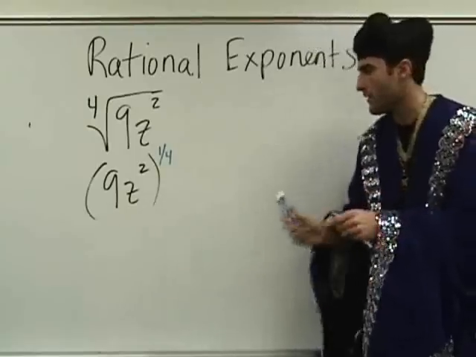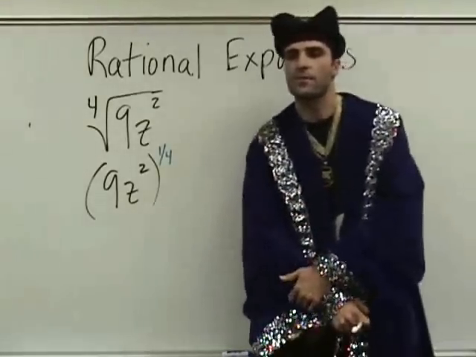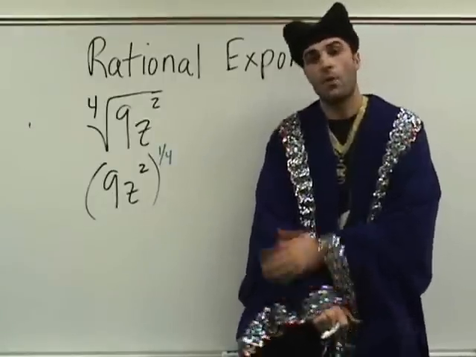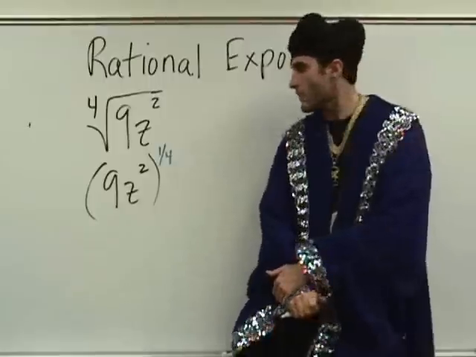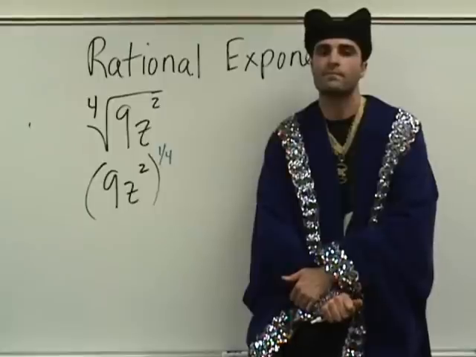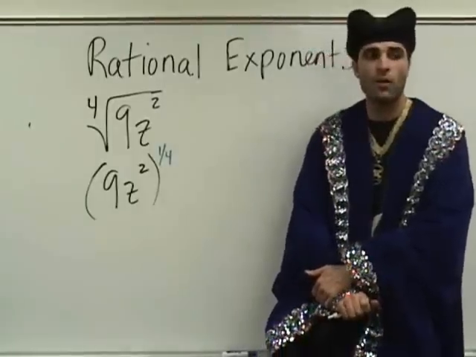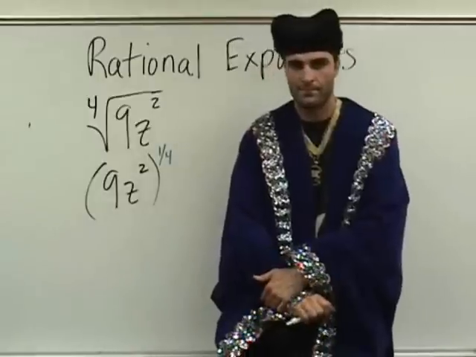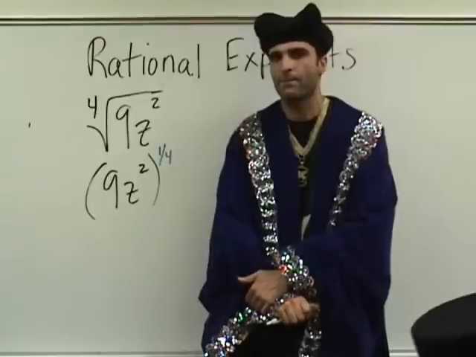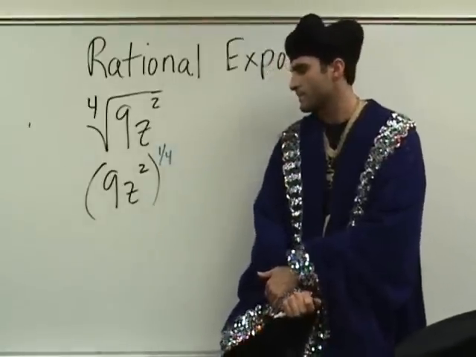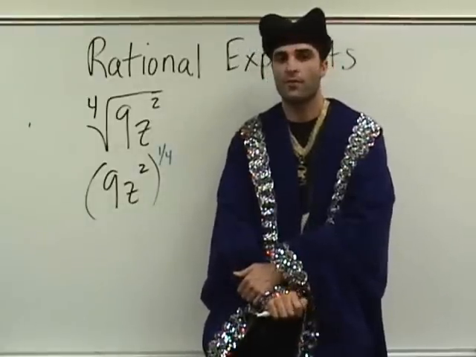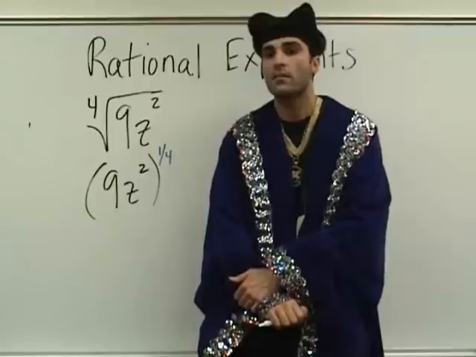How do you suggest we do this? It was a 4th root, so you multiply powers. Does the 1/4 apply to the 9? Yes, it applies to the whole problem, so it does apply to 9. The 2 only applies to the z, because you see the parentheses. So every term here is taken to the 1/4. So it's 9 to the 1/4.